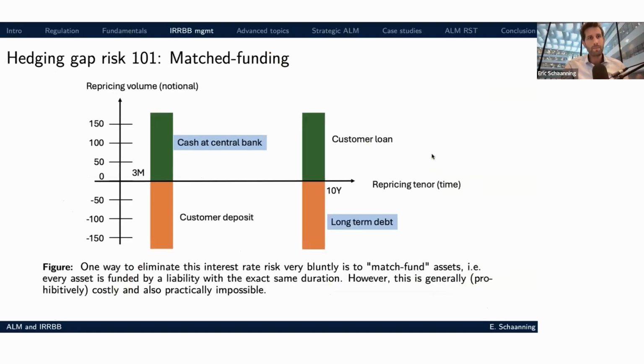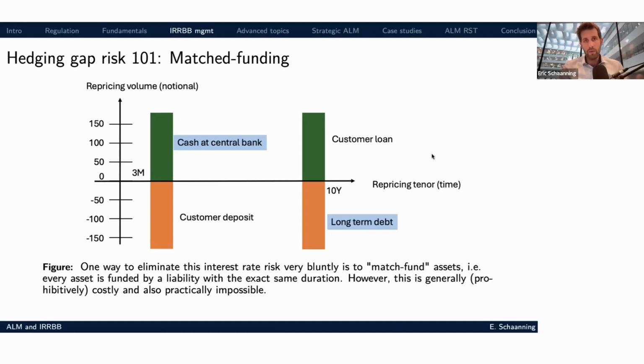That's a problem here. Now, a very simplistic way to get rid of this risk is if you match fund your exposures. So the 10-year customer loan is funded by a 10-year liability, and they both reprice in 10 years. And then the customer deposit, for instance, you would park that money at the central bank and you would earn a central bank rate on it.